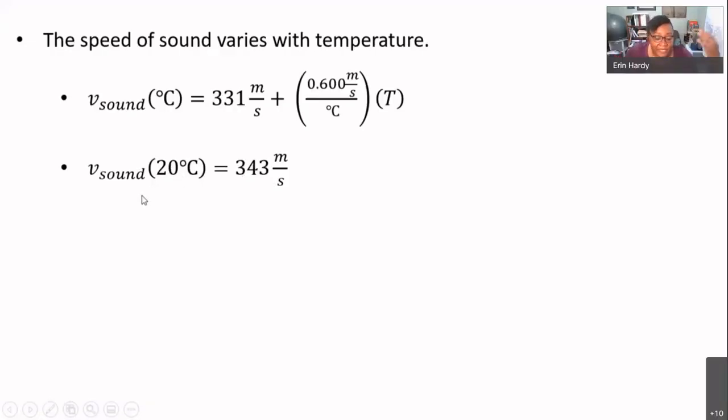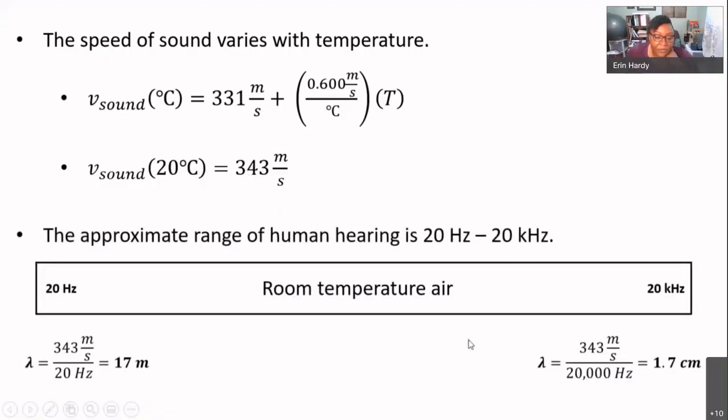But if the temperature is maybe more like 25 degrees Celsius, you're going to get closer to maybe 345, 346, 347. So in an exam scenario or a lab scenario and homework as well, if you're not given a temperature, it's safe to assume that the scenario is happening at room temperature. But if you are given a temperature, here's how you can determine what the exact speed of sound is.